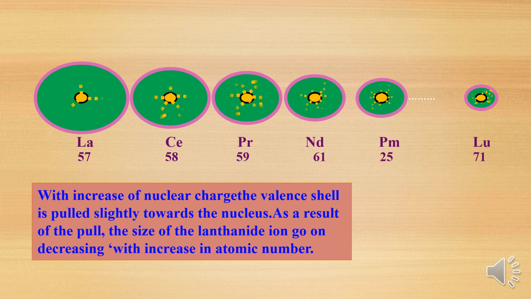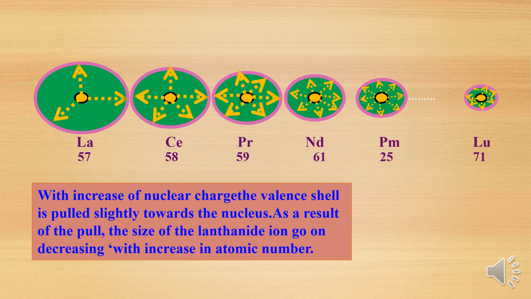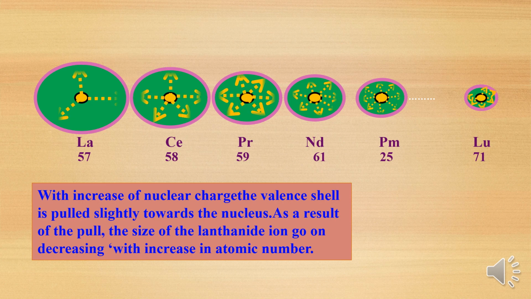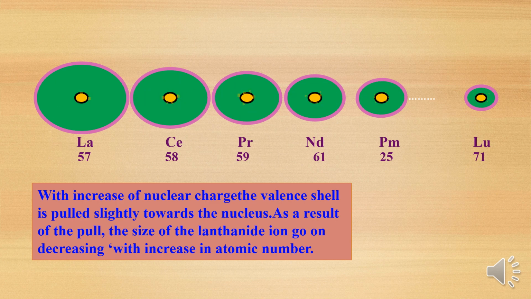Now, with the increase of nuclear charge, the valence shell is pulled slightly towards the nucleus. If the valence shell is slightly pulled towards the nucleus, then the distance between the nucleus and the outermost electron or outermost orbit also decreases. That's why the atomic size also goes on decreasing. As a result of this pull, the size of the lanthanide ions goes on decreasing with increase in atomic number.